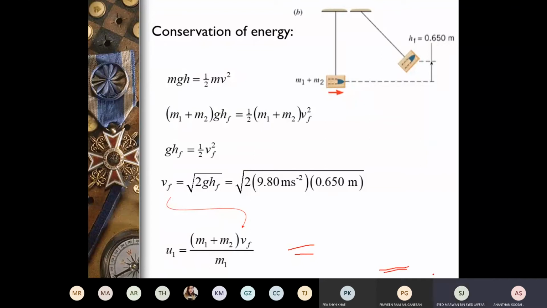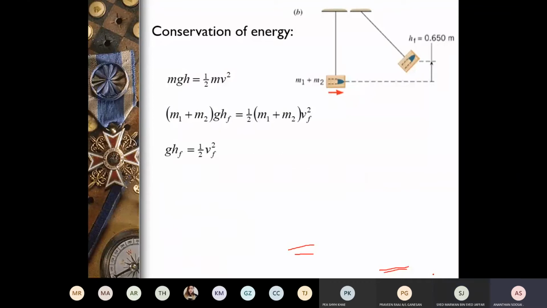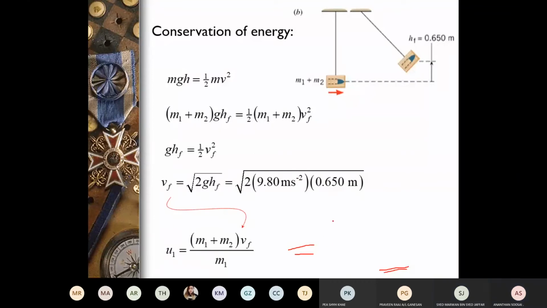So M1 and M2. M1 is how much? So go back. Sorry, the M1. What is your M1 and M2? And Vf, this value? Give me the answer. Yeah, three significant figures. V is 3.57.